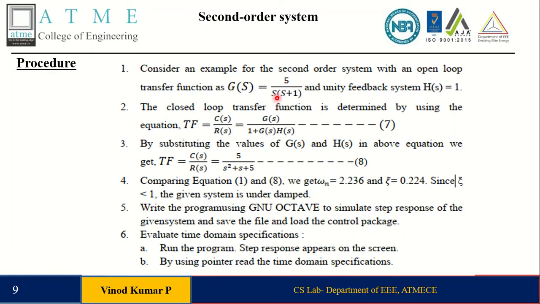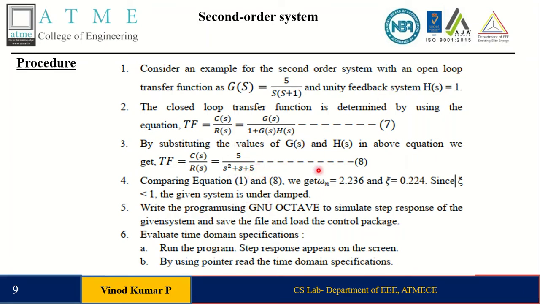So what is the procedure? You consider a transfer function g of s as 5 divided by s into s plus 1. If you multiply this, you will get s square plus s. But I want a closed loop transfer function, which is c of s by r of s, which is g of s divided by 1 plus g of s into h of s. Assume that h of s is 1, unity feedback, so you will get 5 divided by s square plus s plus 5.